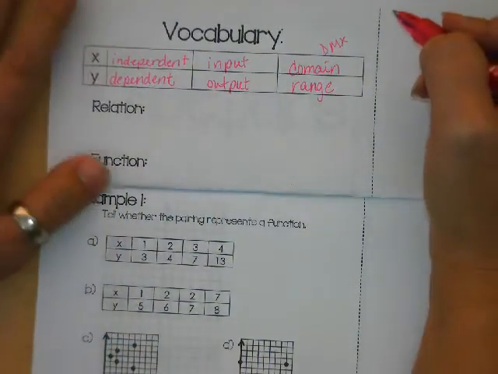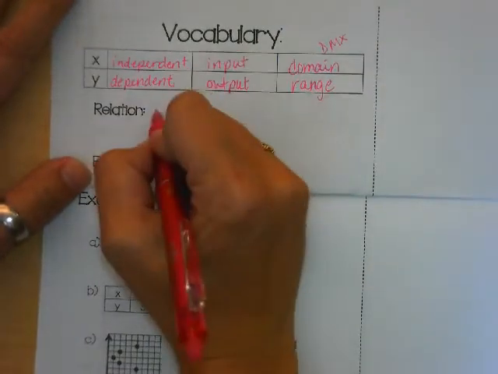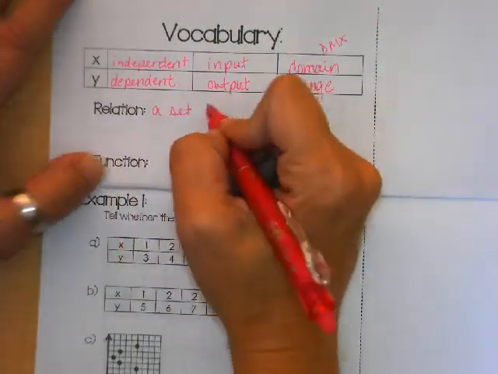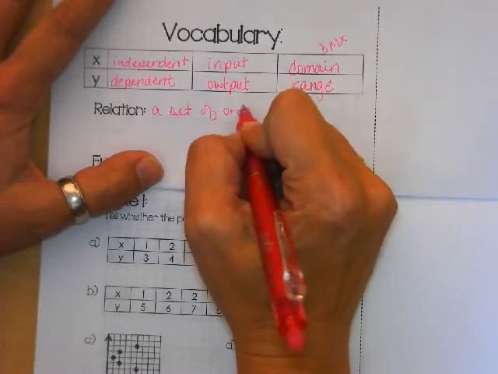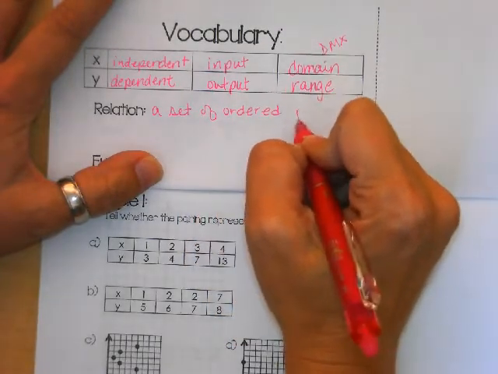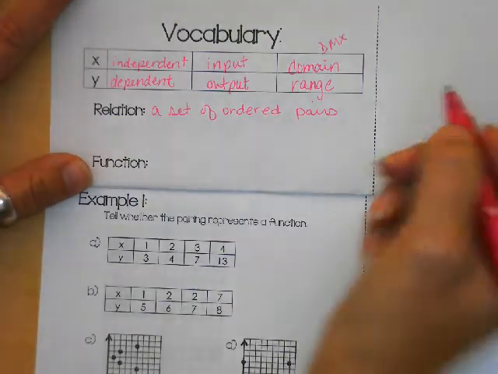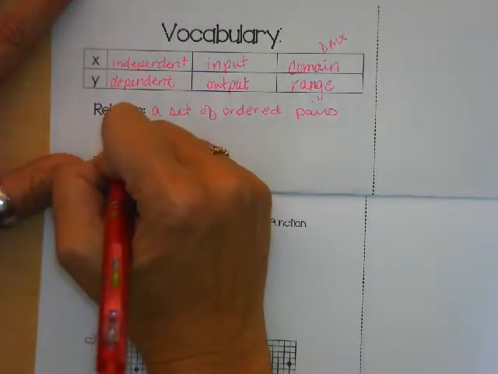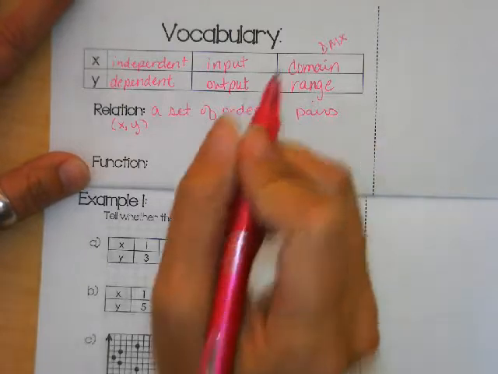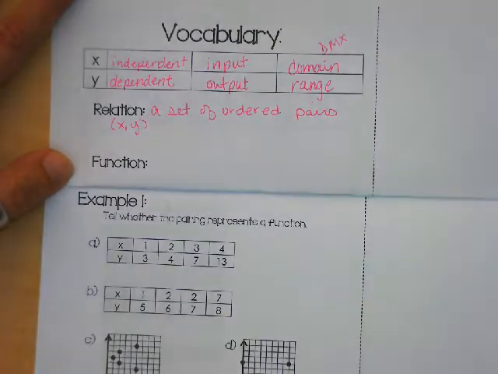A relation is simply a set of ordered pairs, which is why an equation is a function, right? Because an equation shows you the relationship between x and y coordinates.